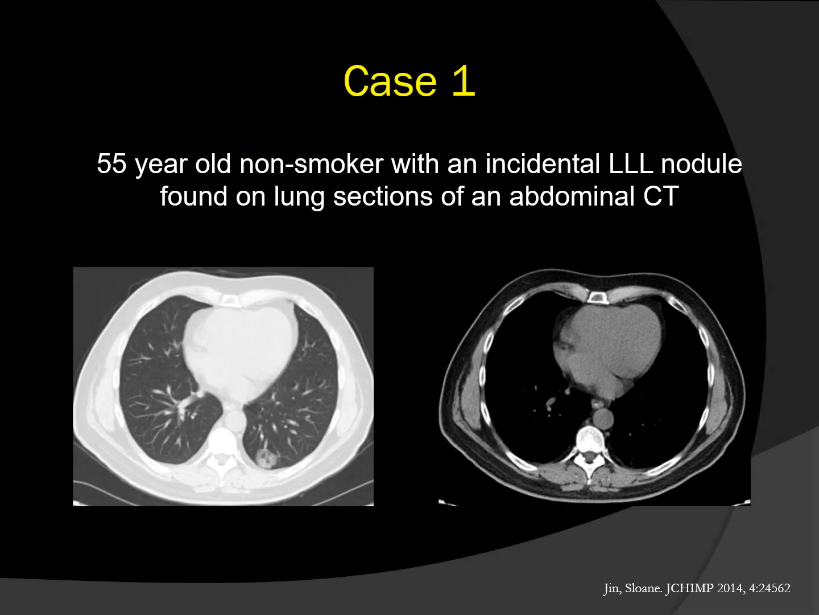Let me start my discussion of solitary pulmonary nodules with a case. This 55-year-old patient was so interesting that one of my residents, Dr. Jin, and I decided to publish this as a springboard to the topic at hand. The patient is a non-smoker who was found to have an incidental left lower lobe nodule found on lung sections of an abdominal CT done for another indication.